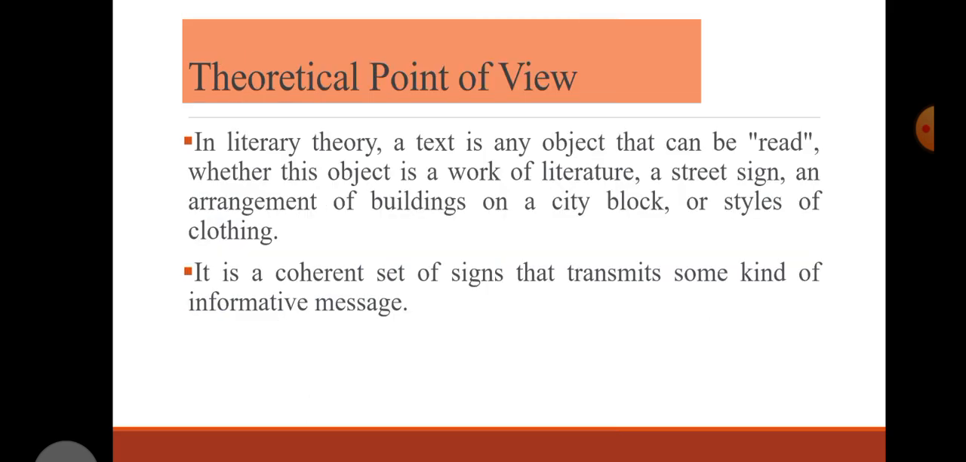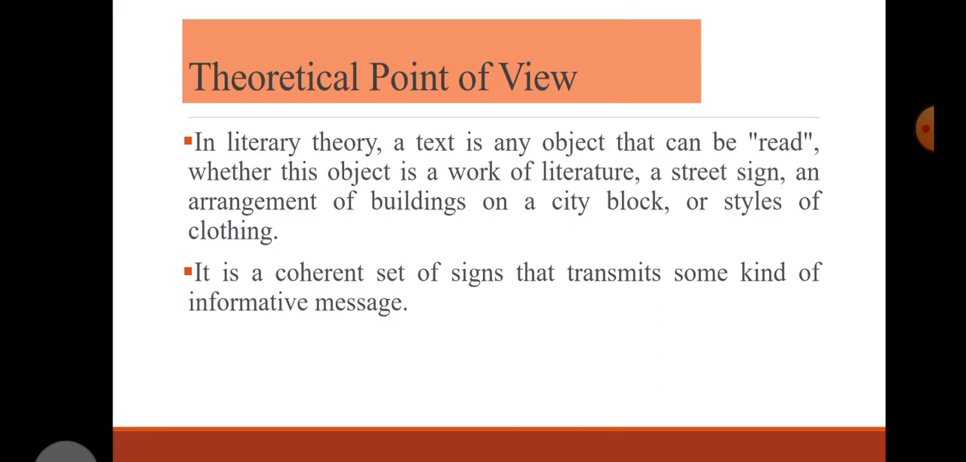Now we will see text from a theoretical point of view. In literary theory, a text is any object that can be read. Any sort of object which can be read by persons is called text. This object can be a work of literature like fiction or non-fiction, novel, drama, poetry, and documentaries, descriptive text, news articles, reports, and all sorts of editorials and all sorts of works which are part of literature.